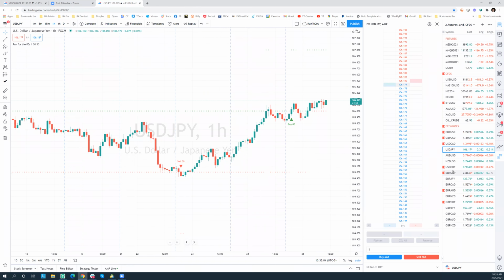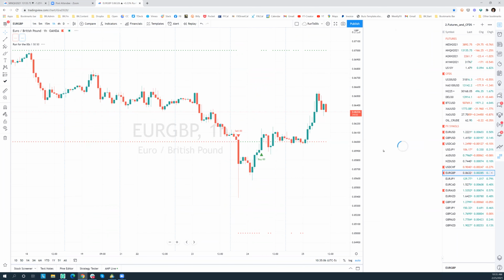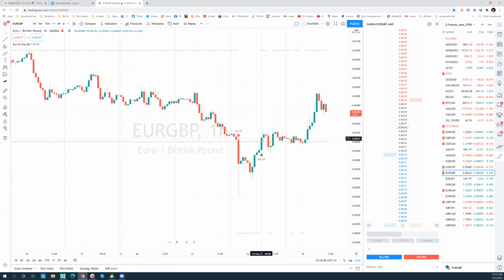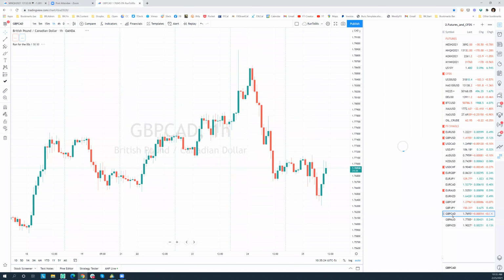I had Euro Pound yesterday. Look at the Euro Pound. This was a trade I had yesterday at 6 o'clock in the morning. Again, it took forever, like a day and a half to resolve for 20 points, but it resolves, right? It resolves beautifully, right down to the move. What else I had? I had Pound Cat. Did I have Pound Cat?